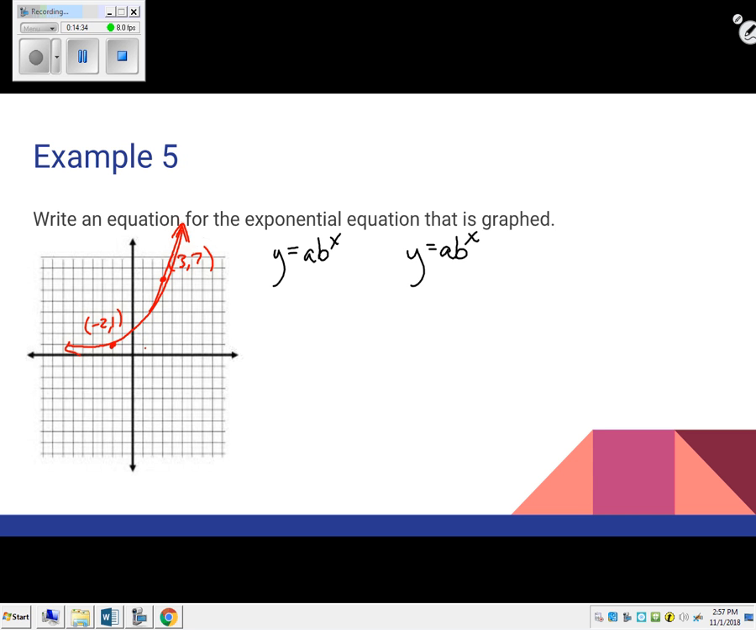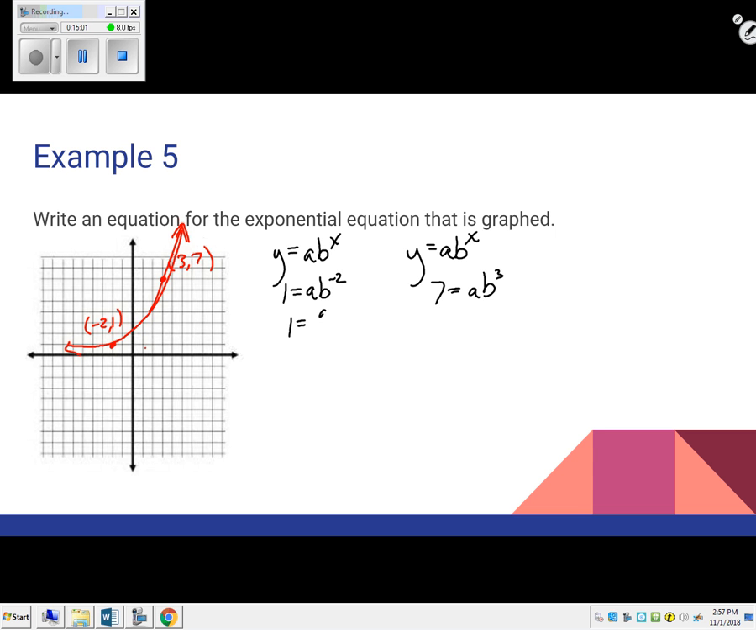So for the equation on the left, I'm going to use the point on the left: 1 equals AB to the -2. For the equation on the right, I'm just going to use the point on the right: 7 equals AB to the third. From here, it doesn't really matter. Just pick one or the other and solve for A. I'm just going to choose the left side since I think that'll make it look nicer.